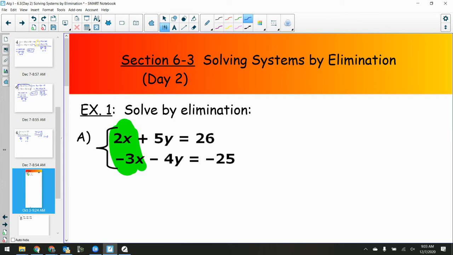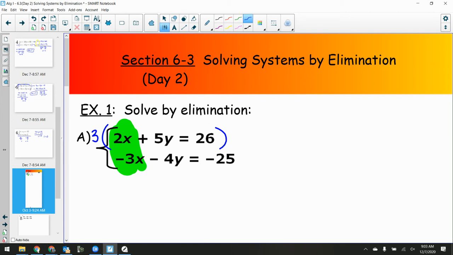Because it's my LCM, my least common multiple. You're looking for the least common multiple between those two coefficients. That's what you're trying to make it. So how do we make 2 look like 6? What do we multiply by? And I can't just do one piece of it. I've got to do the entire thing. How do I make 3?